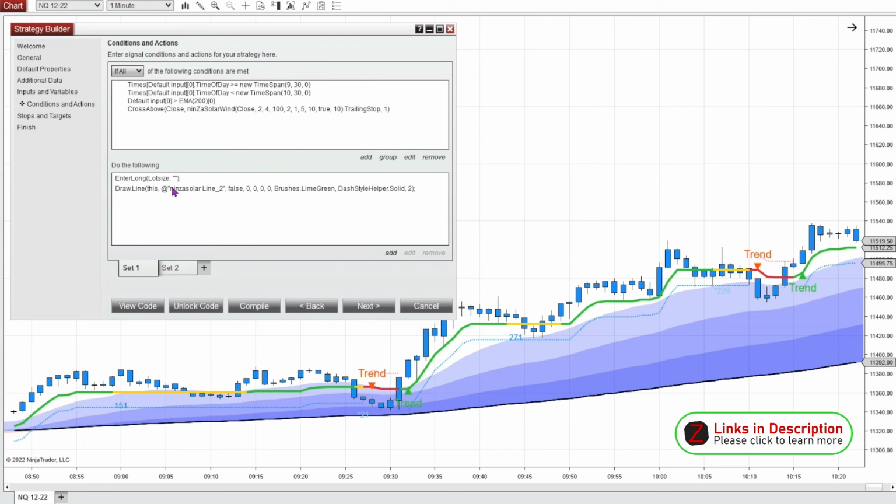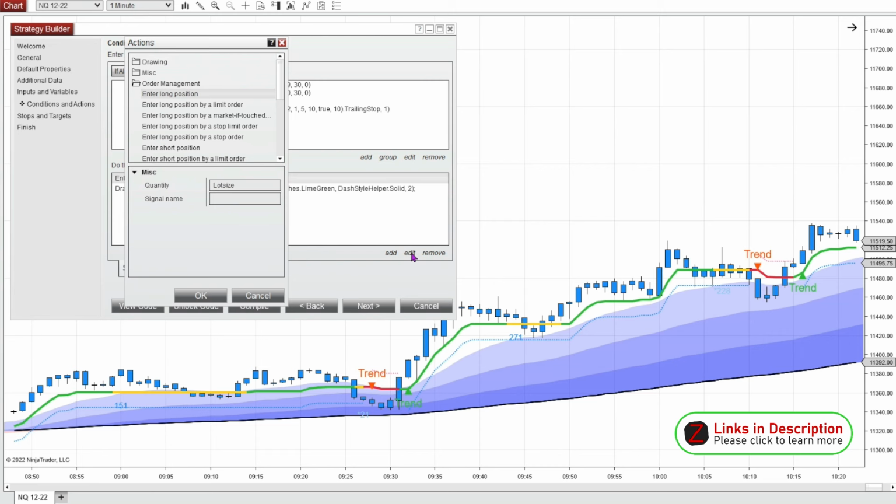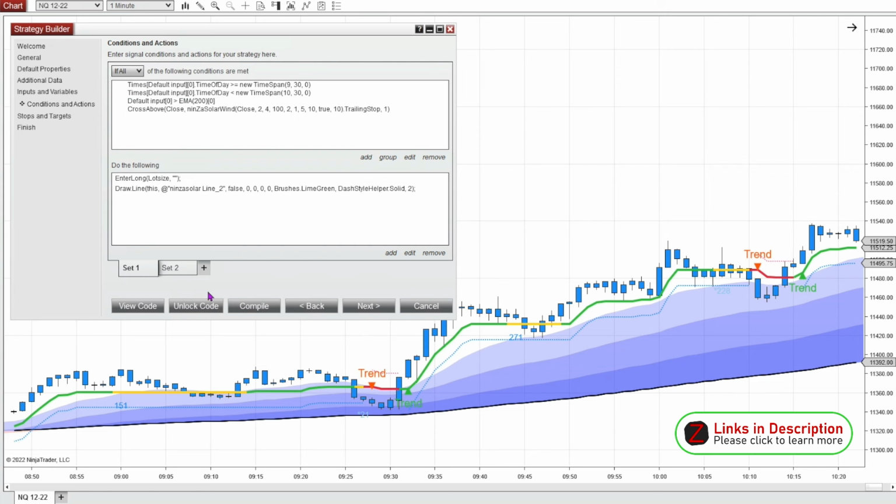So if all these conditions are met, we want to enter a long. Just go under order management and enter long position. I've got it set to draw a line. You can set it to whatever you like for the marker. And then you just right click, copy there, right click, paste here.